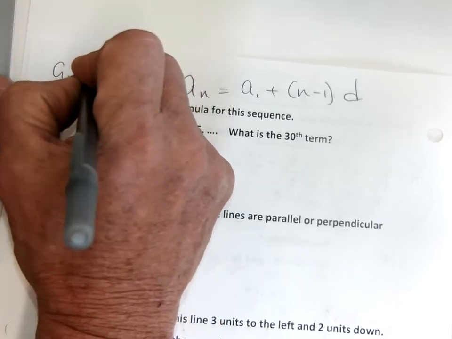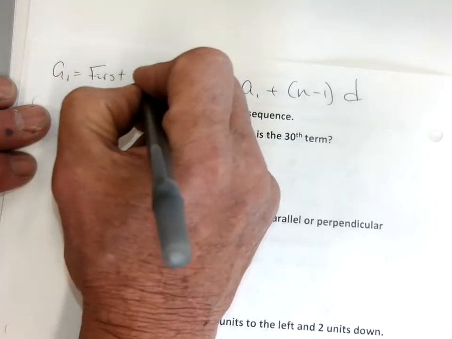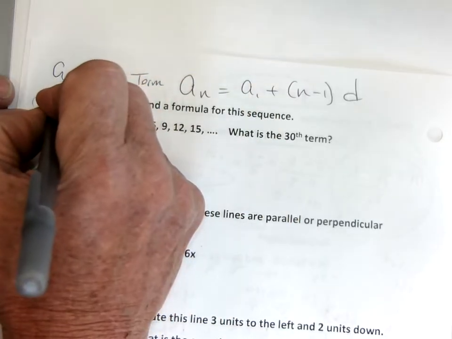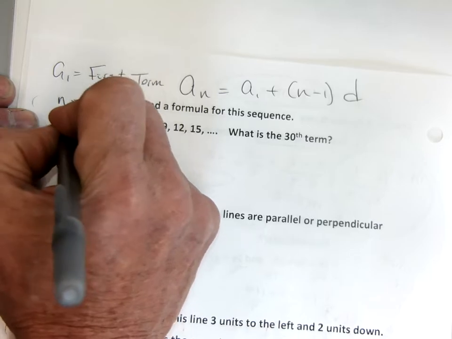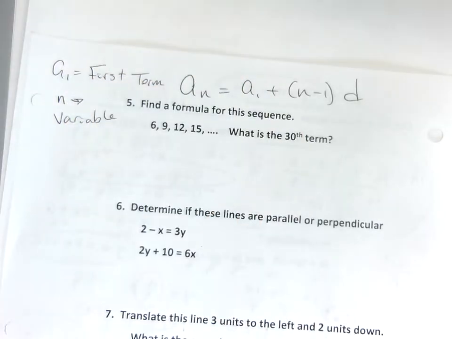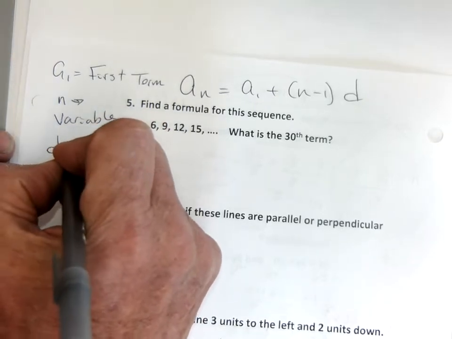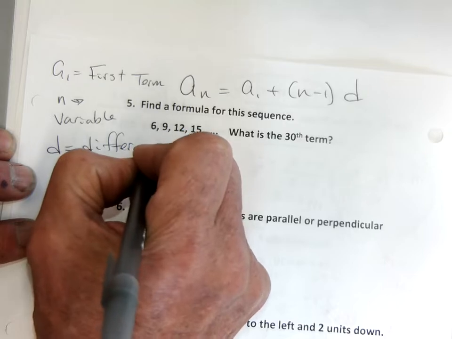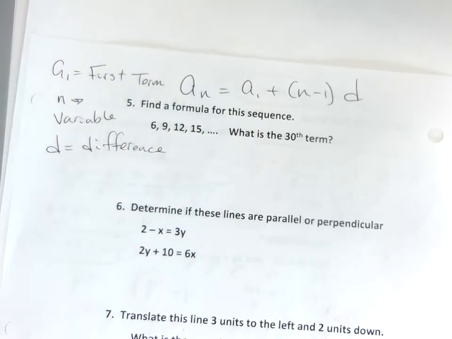A1 is your first term. N is your variable because it stands for the number of terms, and D is the difference. It's really easy. I'm not trying to throw too much out at you, but it's really easy, okay?